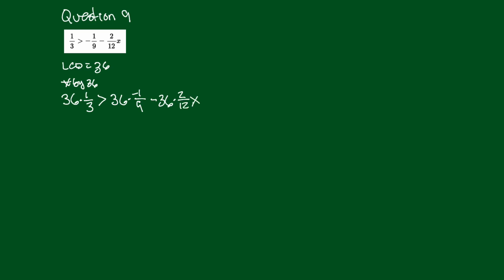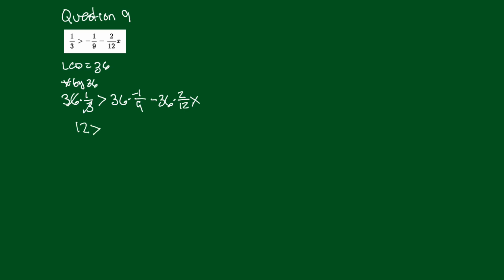Well, this is interesting that they wrote 2 over 12 instead of 1 over 6. But anyway, that's what they did. So I took the LCD, I put it here, here, and here as a multiplier. Now when I divide, all those denominators will cancel. 3 into 36, that's 12. 3 into 36 is 12, right? And then I get 12 times 1, which is 12.